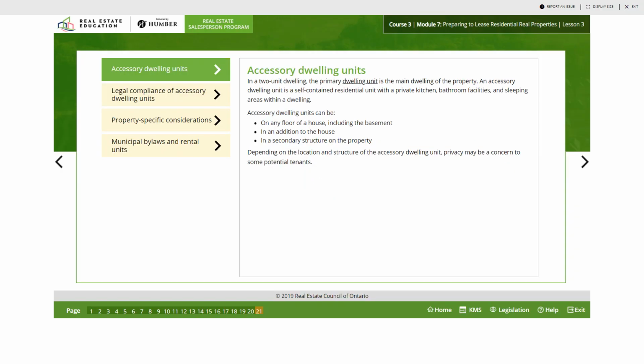Accessory dwelling units. In a two-dwelling property, the primary dwelling unit is the main dwelling of the property, and an accessory dwelling unit is a self-contained residential unit with a private kitchen, bathroom facility, and sleeping areas within the dwelling. Accessory dwellings can be on any floor of a house, including the basement, in addition to the house, or in a secondary structure on the property. Depending on the location and the structure of the accessory dwelling, privacy may be a concern to some potential tenants.